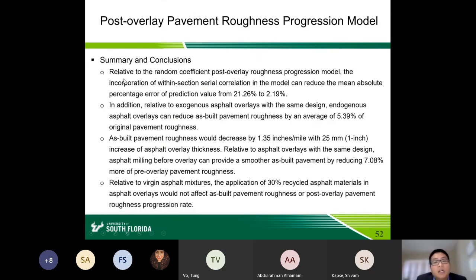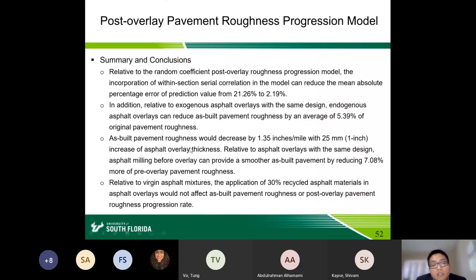Summary. This is the summary based on the post-overlay roughness progression model. As we can see here, relative to the random coefficient post-overlay roughness progression model, if we incorporate the within-section serial correlation, the mean absolute percentage error of the prediction value would be reduced. In addition, relative to exogenous overlay with the same design, endogenous overlay can reduce as-built pavement roughness by an average of 5.4% of the original pavement roughness.